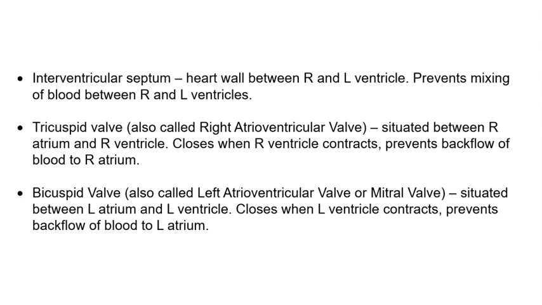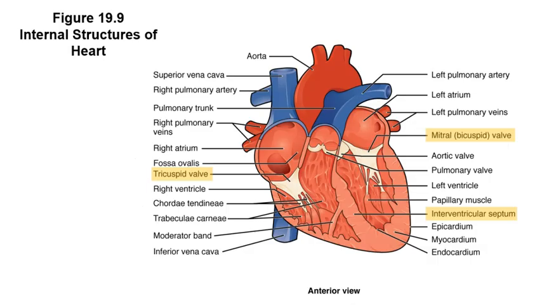Similarly, on the other side of the heart, on the left side, we have the bicuspid valve, which is also called the left atrioventricular valve or the mitral valve. It is situated between the left atrium and the left ventricle. This valve will close when the left ventricle contracts, thereby preventing backflow of blood up into the left atrium.